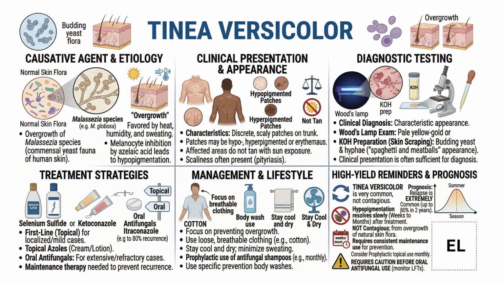Now let us move to the clinical presentation and appearance. Tinea versicolor typically presents as discrete, scaly patches on the skin. These patches are most commonly seen on the trunk, chest, back, neck, and shoulders. One unique feature is that the patches can vary in color. They may appear hypopigmented, meaning lighter than surrounding skin, or hyperpigmented, meaning darker than surrounding skin. Sometimes they may even appear slightly erythematous, or reddish.